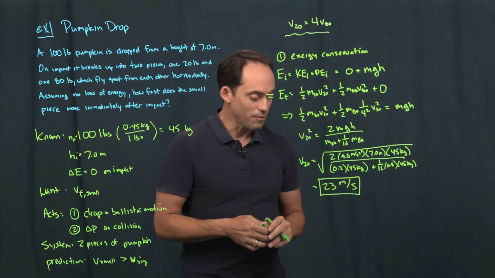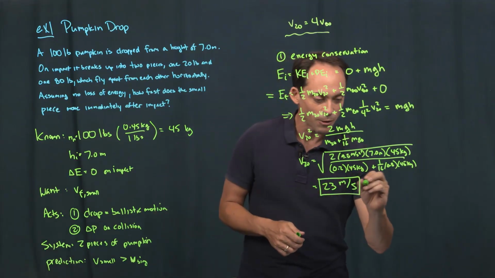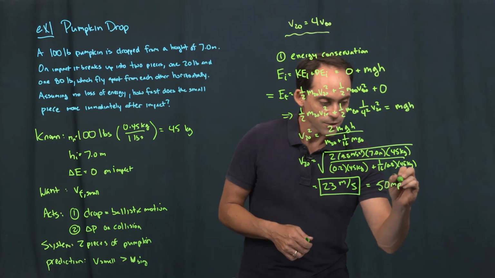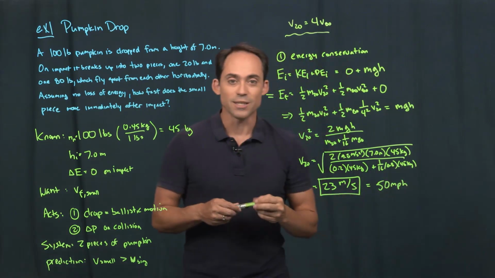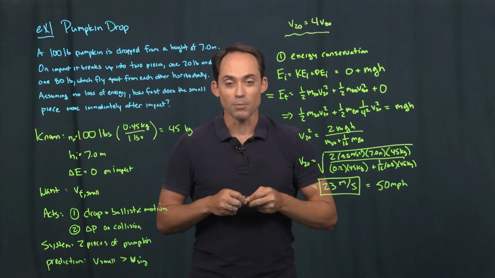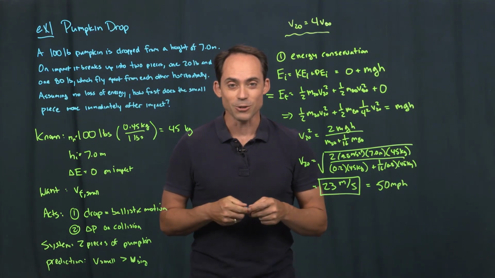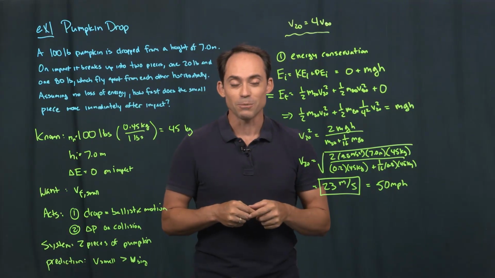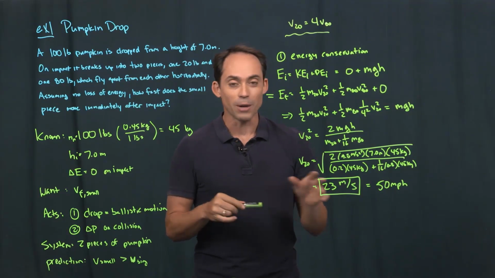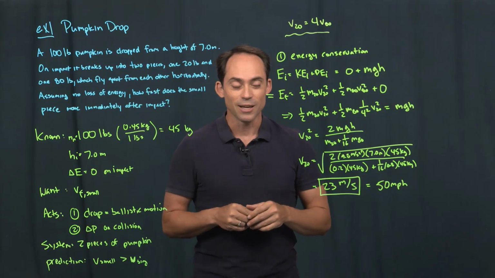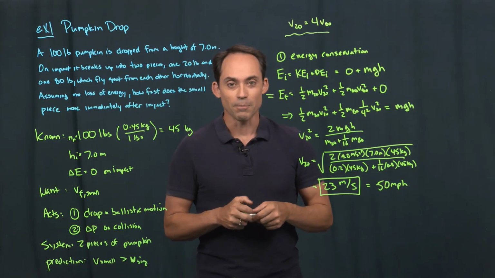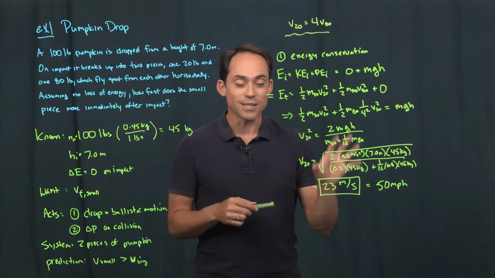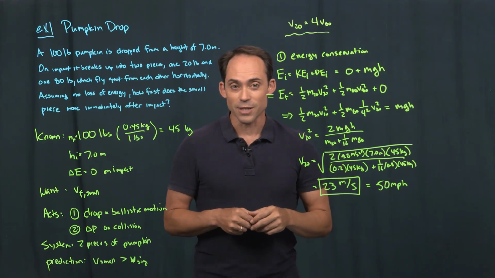And just to get an idea of how fast it is, remember it's about 2 miles per hour per meters per second, so this works out to be about 50 miles per hour, which is indeed a very fast piece of pumpkin, particularly if it's 20 pounds coming at you. So as someone being mindful of the safety of the observers of the pumpkin drop, you may want to make sure that people stand back quite a bit so they don't get hit by 50 mile per hour pieces of pumpkin coming at them. Now, of course, that's an upper limit for the speed for this kind of problem.